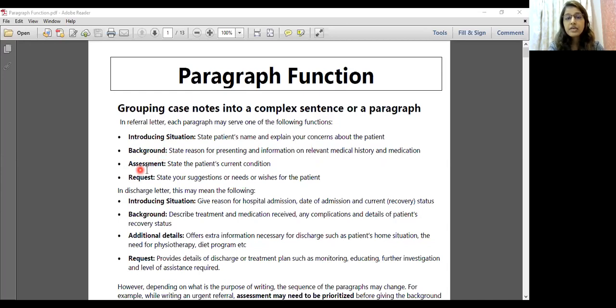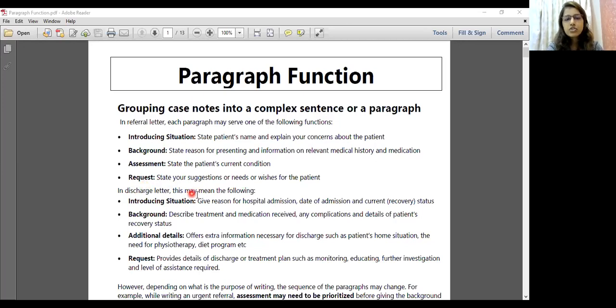You can have an assessment paragraph. This talks about the patient's current condition. What is their situation at the moment, or when you are writing the letter, when you are sending the referral. And finally, you will have a request paragraph, which will include your suggestions or your recommendations or the patient's needs or their wishes about their treatment or about the care plan.